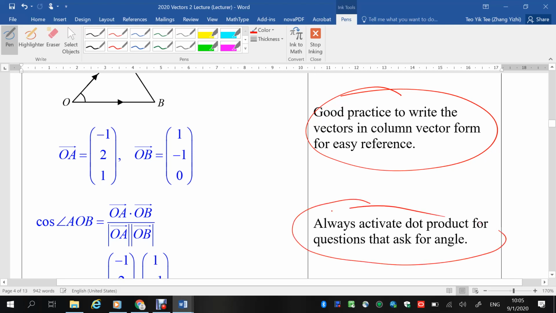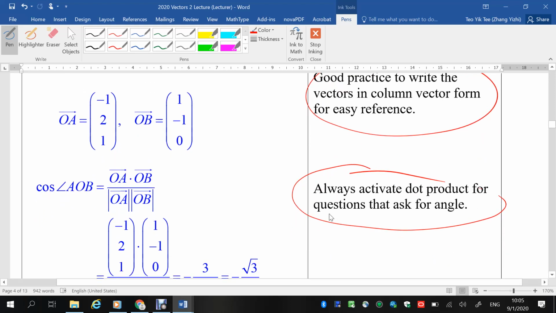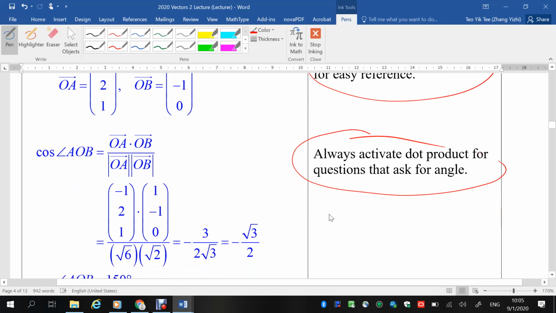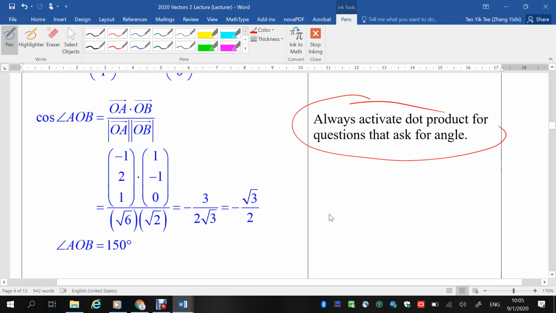Then you see an angle question. Angle question confirm point to dot product. So cos theta, cos AOB is vector OA dot vector OB divided by magnitude OA, magnitude OB. Upstairs, go and do your numerical dot product. Downstairs, you learned in chapter 1 how to find the magnitude of your vectors. Thereafter, take your inverse cosine. Remember, angle always in degrees. So this angle happens to be 150, an obtuse angle.